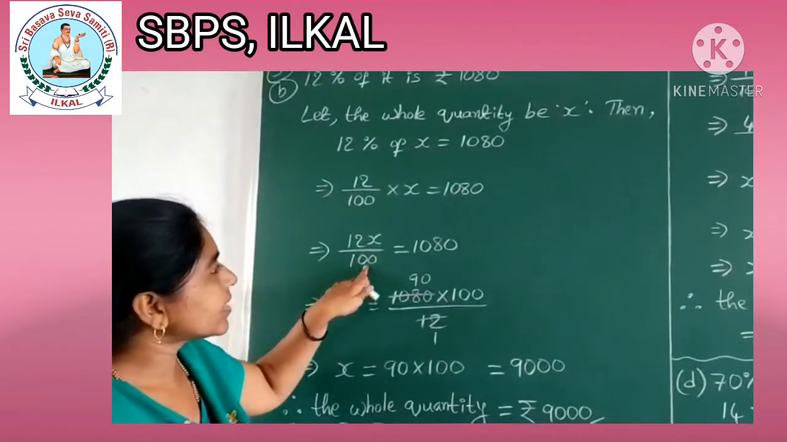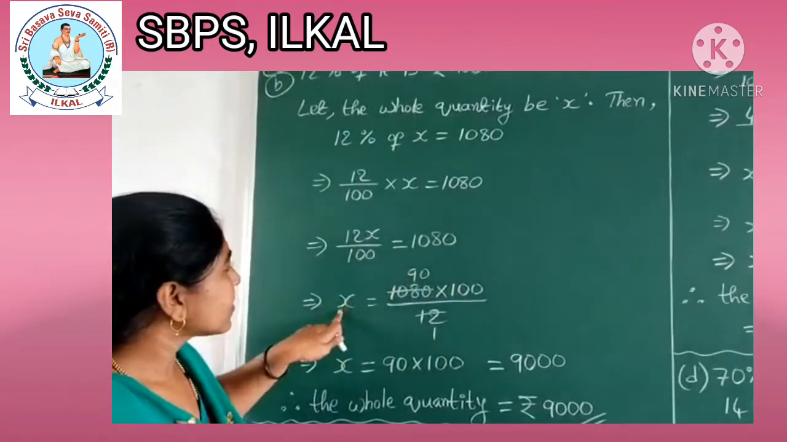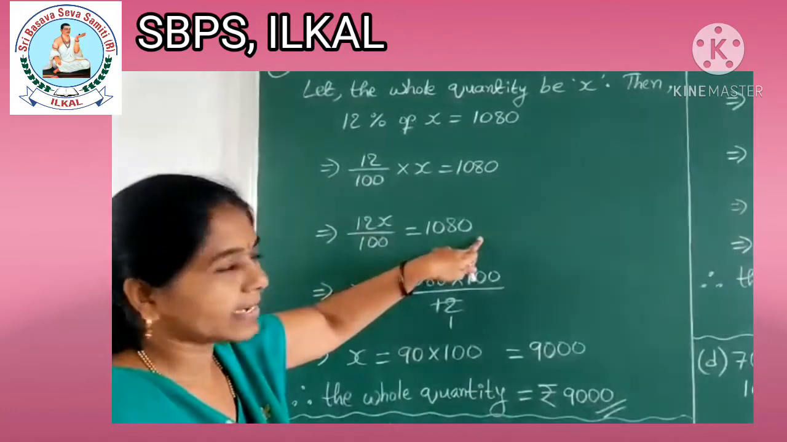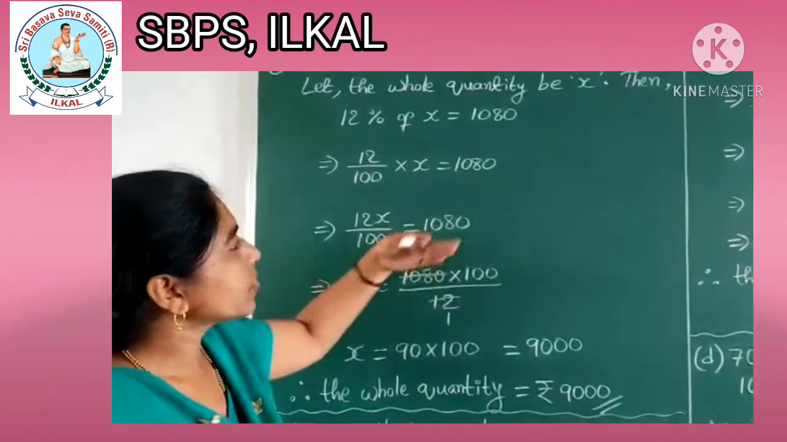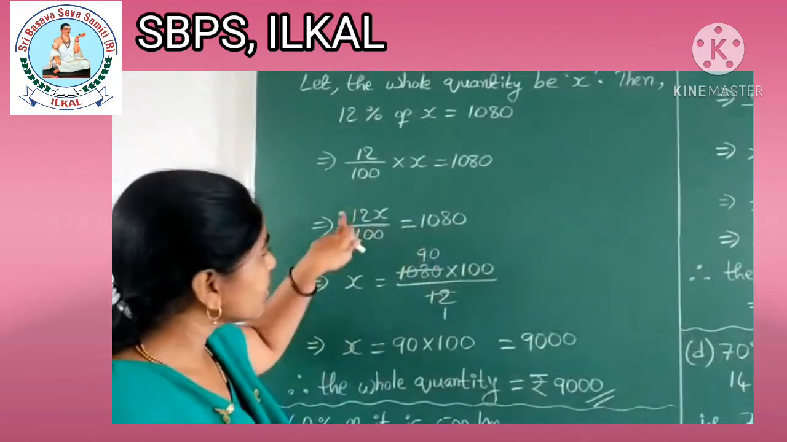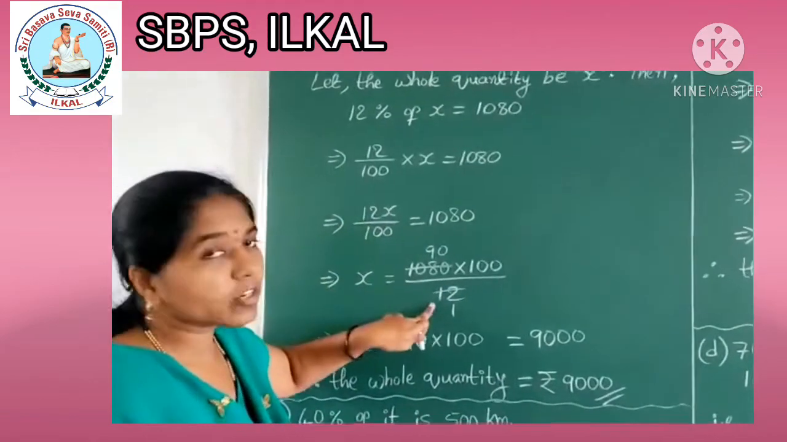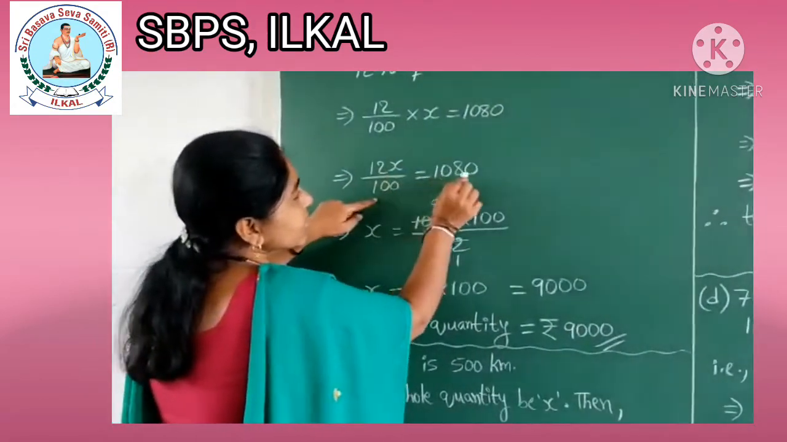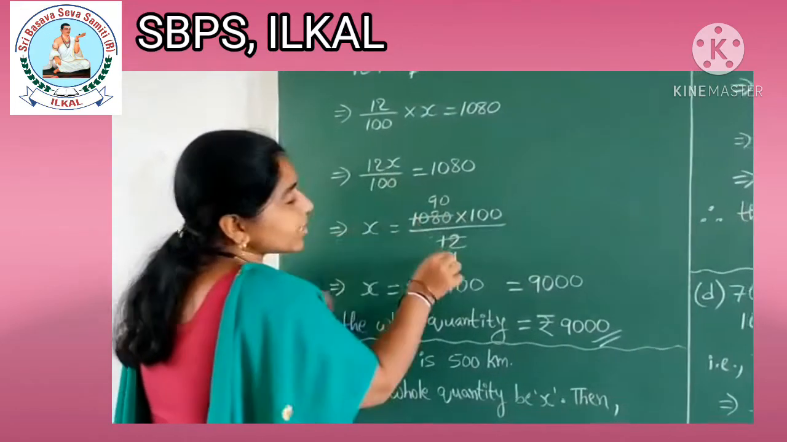Transpose, children, this 100 to the right hand side. This x will be equal to 1080 into 100. Denominator, when you transpose it, will go to the numerator. If it is in the numerator, it will come to the denominator. Okay, once again, x is equal to 1080 into 100 divided by 12.